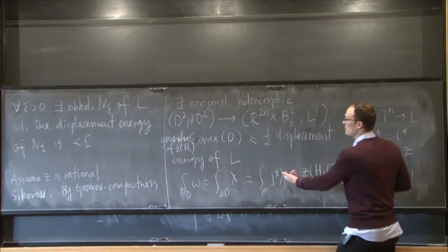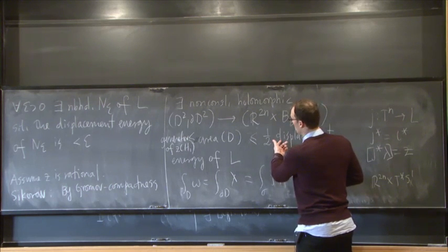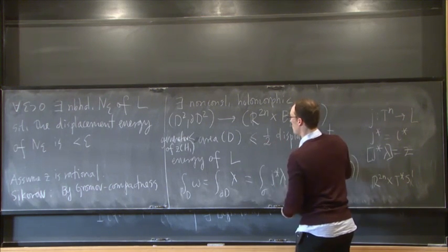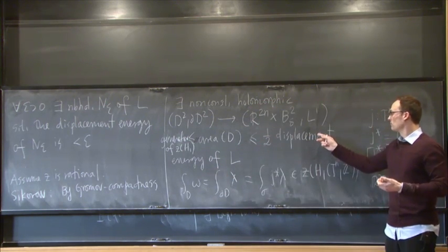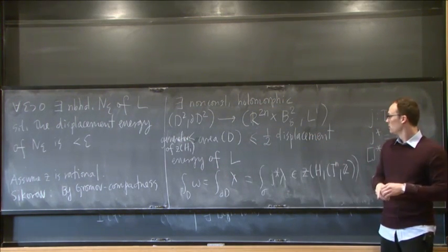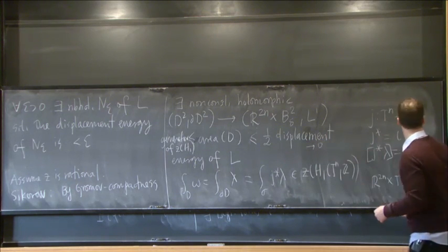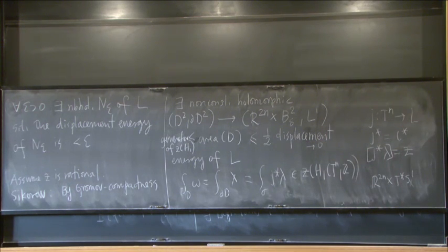for rational Z. So the displacement energy has to be, or half the displacement energy has to be greater than this generator here. But this I can make as small as I want. This goes to 0. If I make epsilon small enough, and that's a contradiction, so such an embedding with period Z can't exist. And that wraps up the proof.